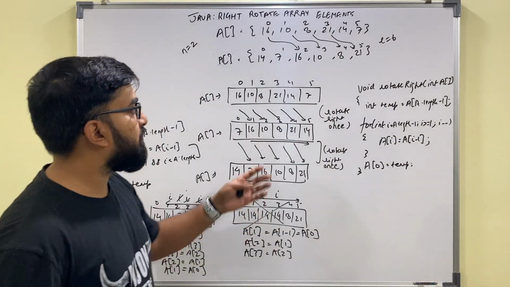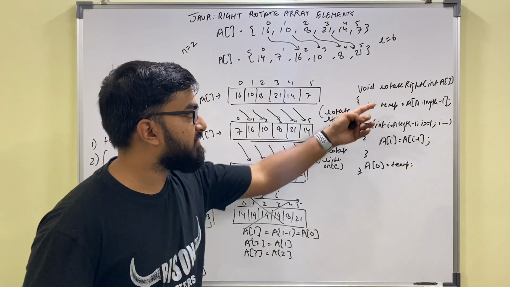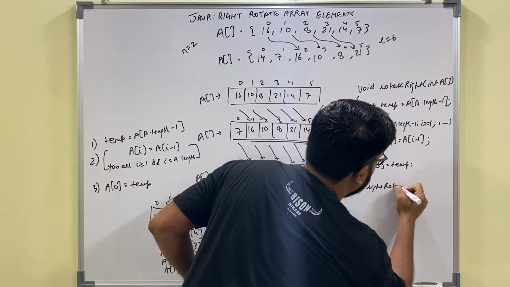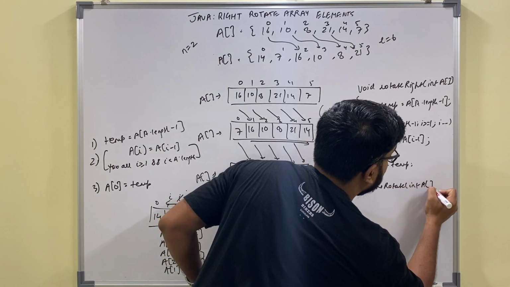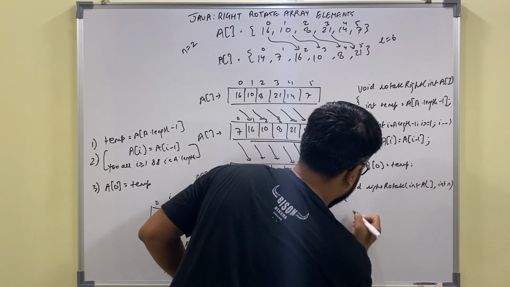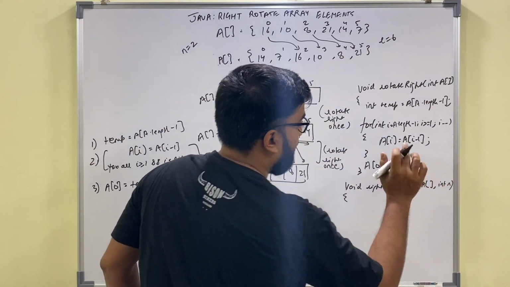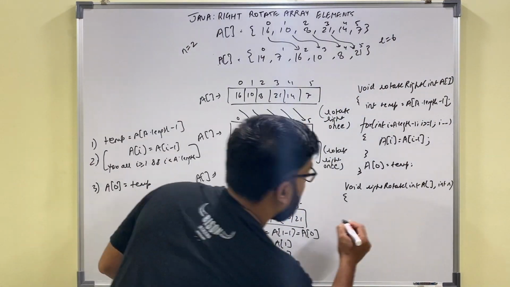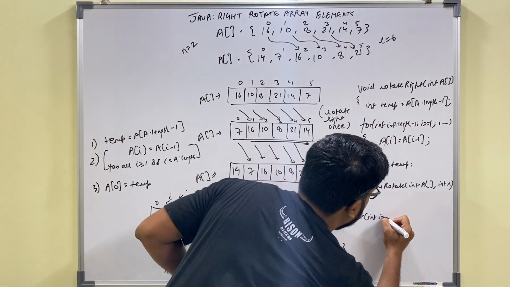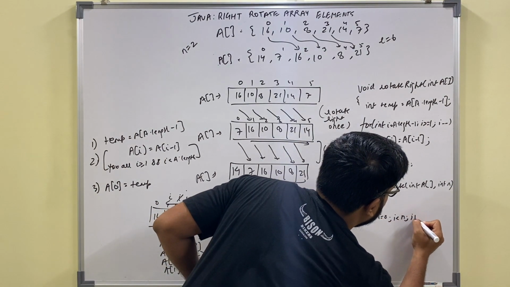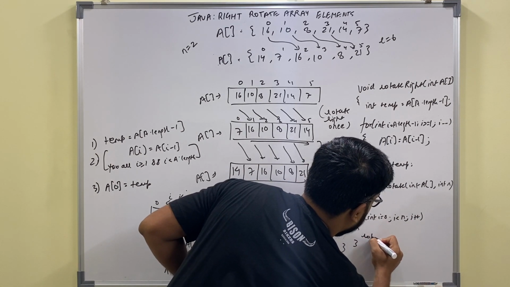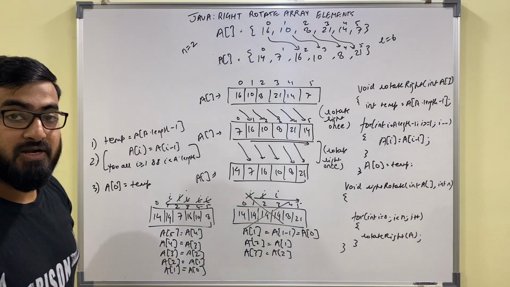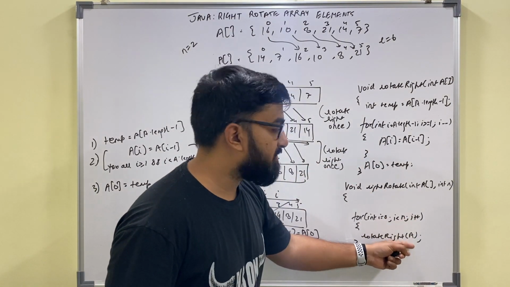Now, as I told you, in order to have n right rotations, we call this function n times. So we say void rightRotate, which takes the integer array a and an integer n, to rotate this array a in place n times right. All you need to do is call this function n times. So for int i = 0, i less than n, i++, we call rotateRight and pass a. This function rotates this array in place right n times.